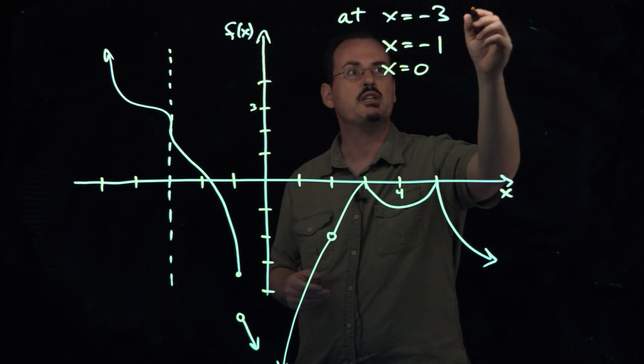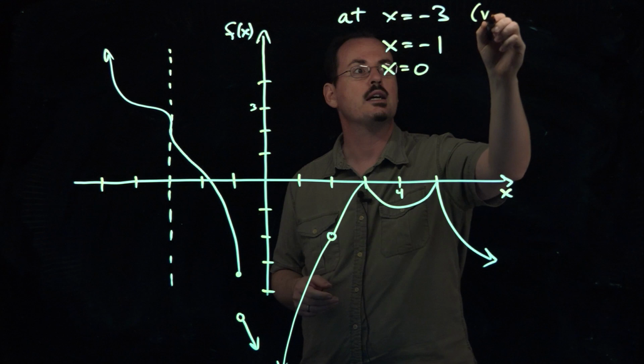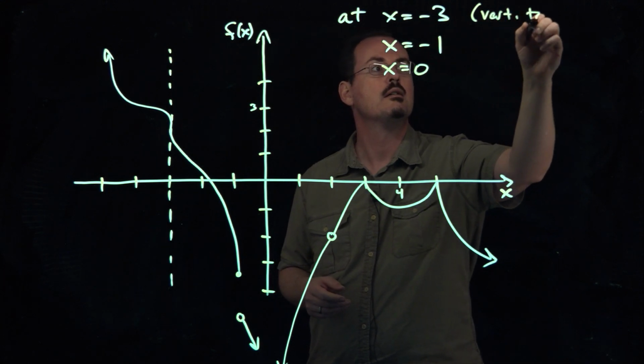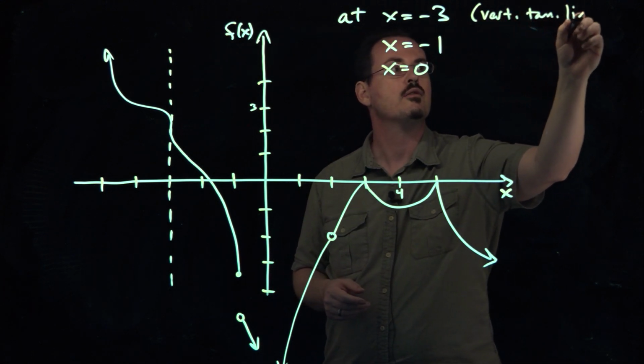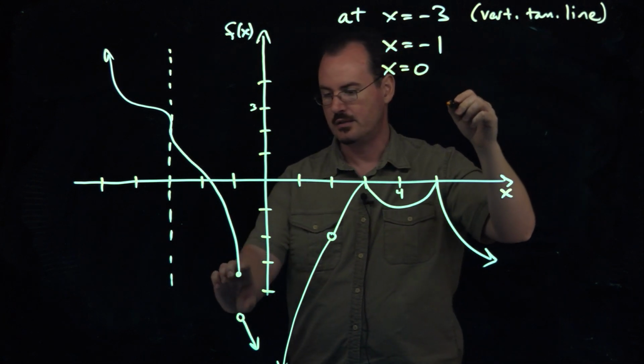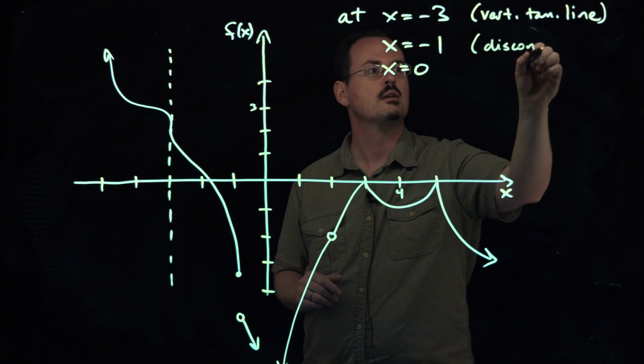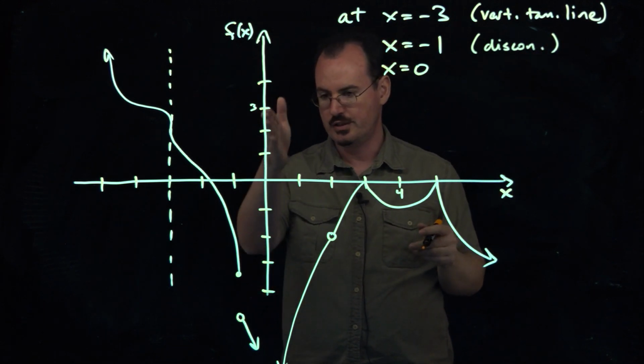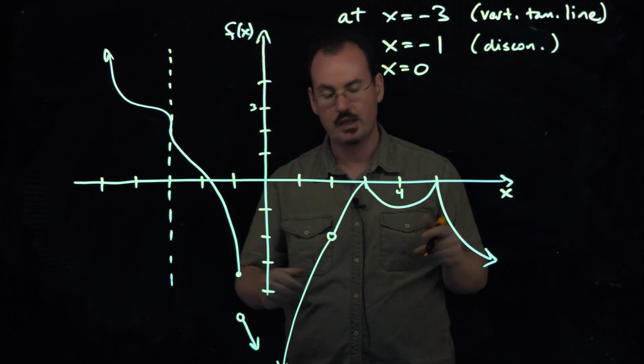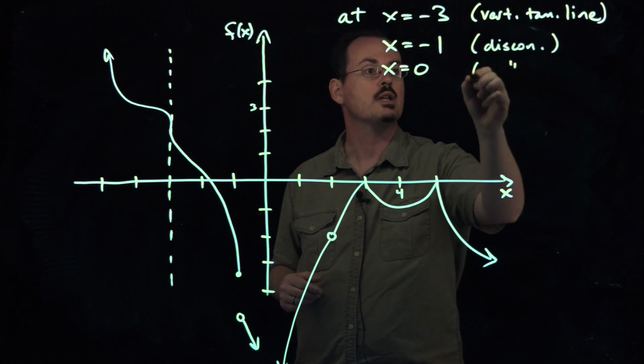So for the reasons here, again, this is a vertical tangent line. For the second reason, we had a discontinuity. And then again, for the third place at x equals 0, another discontinuity. So I'll just do that.